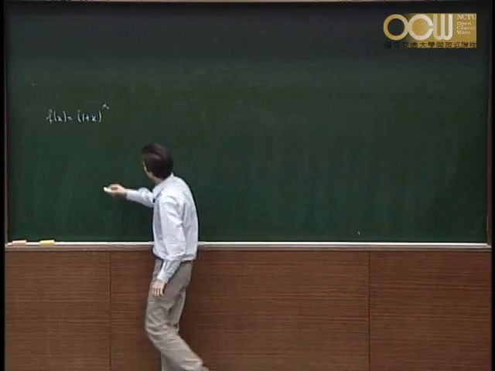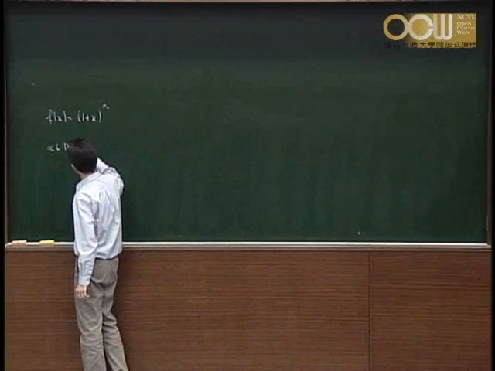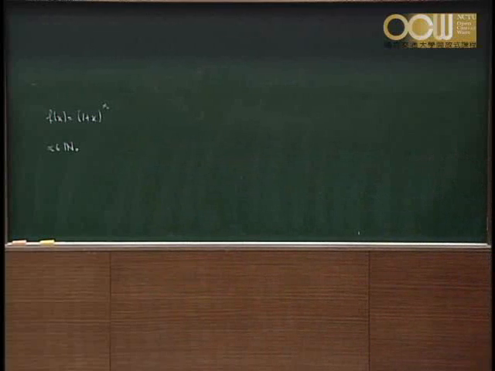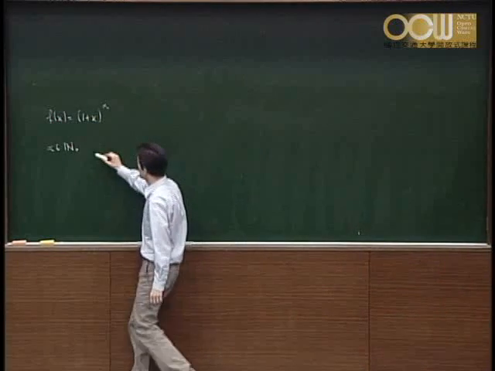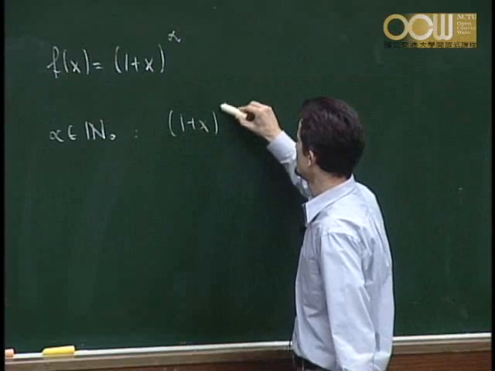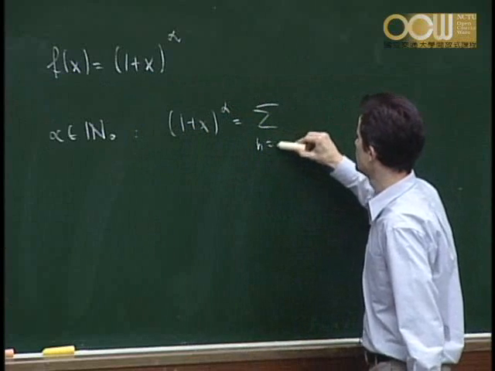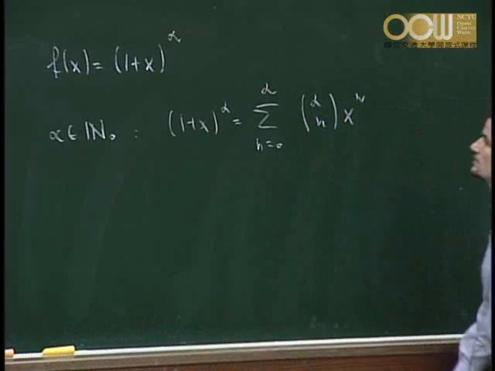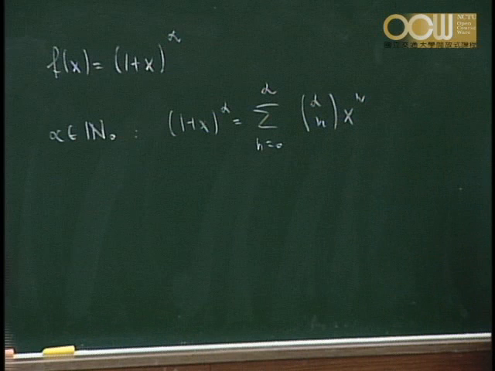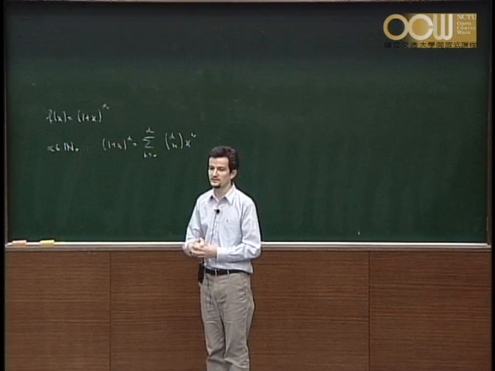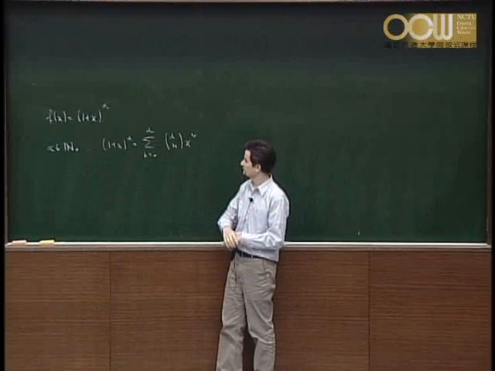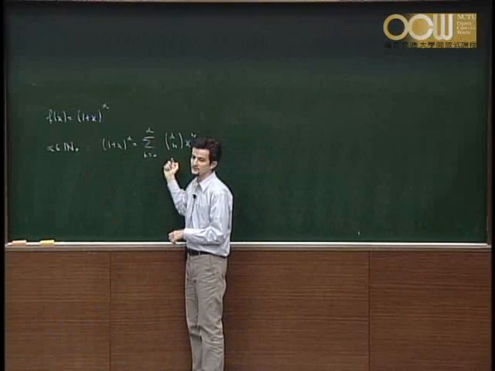Now, if alpha is a non-negative integer, this is something we know already from high school. In this case, we know that we can use the binomial theorem in order to get a power series representation. And since the Maclaurin series representation, the power series representation, is unique, we know that in this special case the Maclaurin series of this function is given by this here.